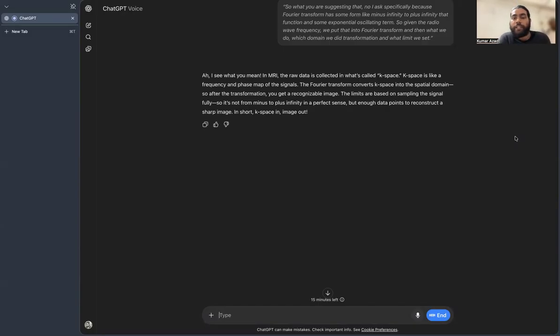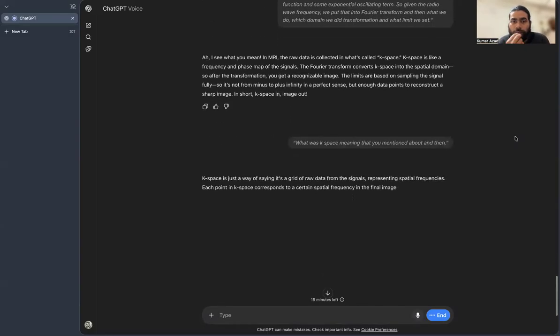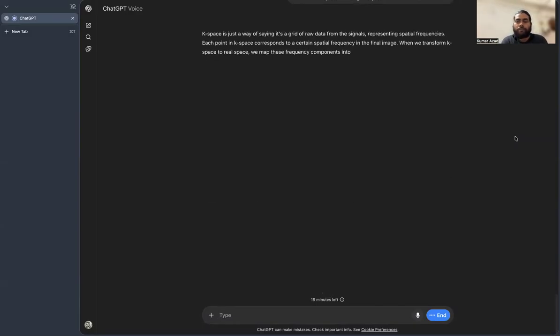What was K space, meaning that you mentioned about? K-space is just a way of saying it's a grid of raw data from the signals, representing spatial frequencies. Each point in K-space corresponds to a certain spatial frequency in the final image. When we transform K-space to real space, we map these frequency components into actual spatial positions. Once that's done, you have your anatomical image. Okay, spatial positions.